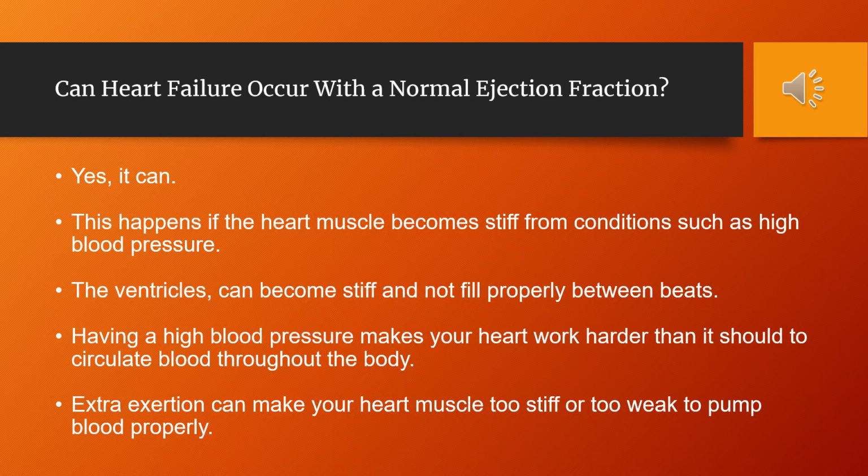Heart failure can occur with a normal ejection fraction. This happens if the heart muscle becomes stiff from conditions such as high blood pressure. In heart failure, the main pumping chambers of the heart, which are also known as the ventricles, can become stiff and not fill properly between beats. Having high blood pressure makes your heart work harder than it should to circulate blood throughout the body. As time goes on, the extra exertion can make your heart muscle too stiff or too weak to pump blood properly.